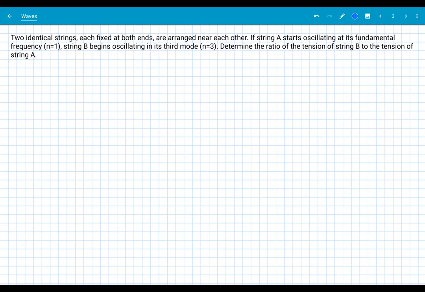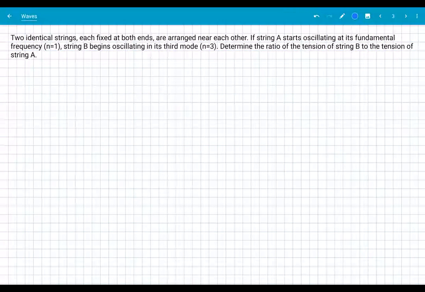Okay, let's go ahead and start the standing wave problem. In this problem, we're given two fixed strings. We're told that the strings are identical. So if they're identical, we're going to assume that means that they have the same length and the same linear density. These are two important aspects of a fixed string. The strings themselves are identical.